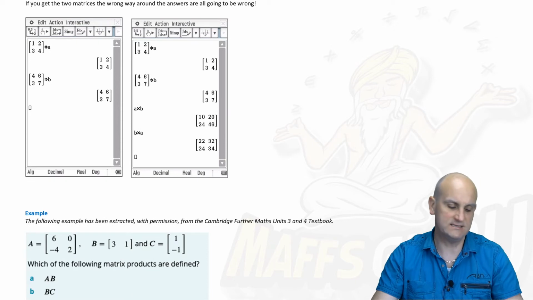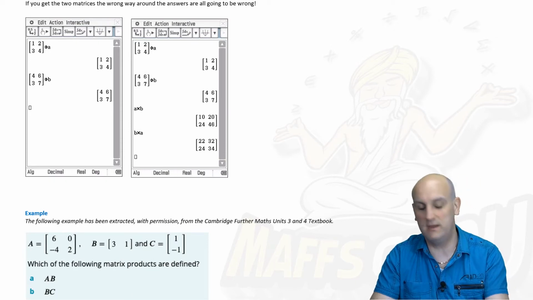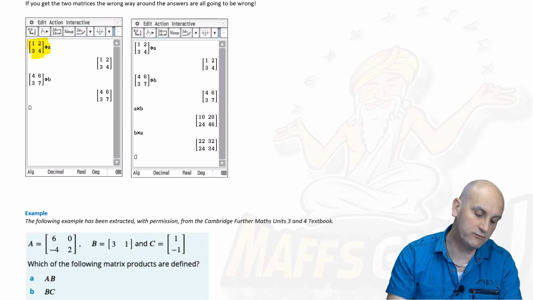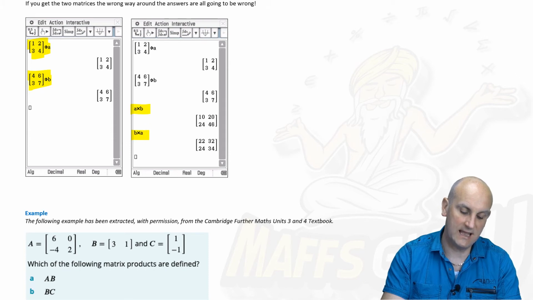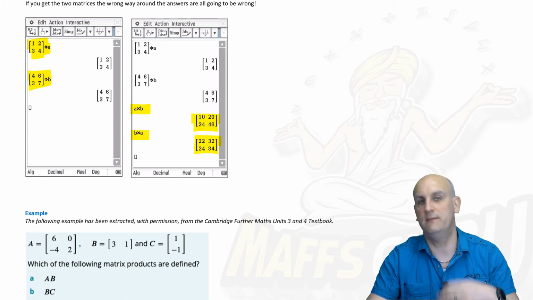And again, here is an example where, if you remember, you can actually put these into memory. So again, I put 1, 2, 3, 4 into A, 4, 6, 3, 7 into B, and then I said, well, can you work out what A times B is and B times A? And again, it came back with the previous answers.